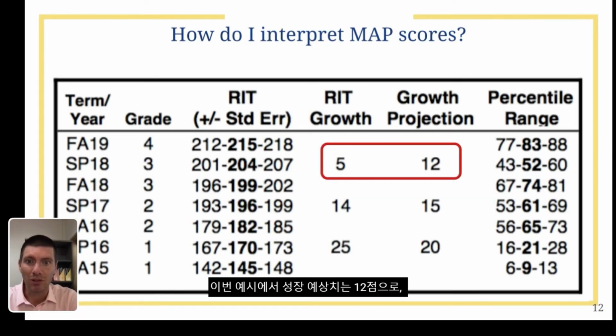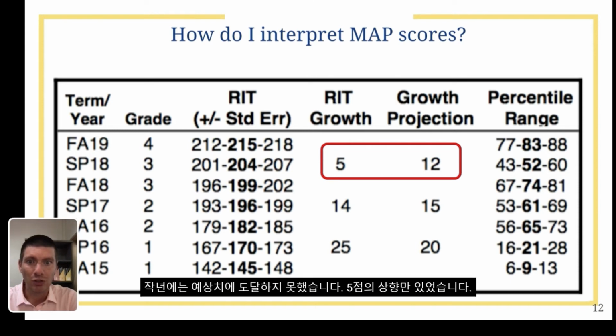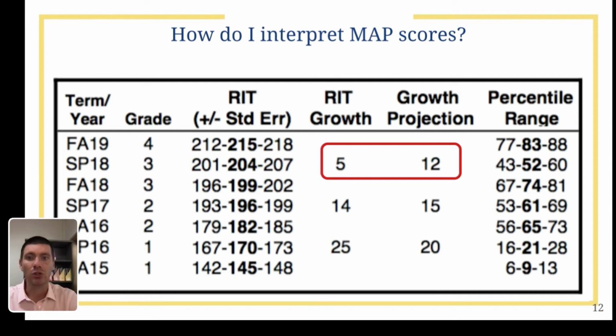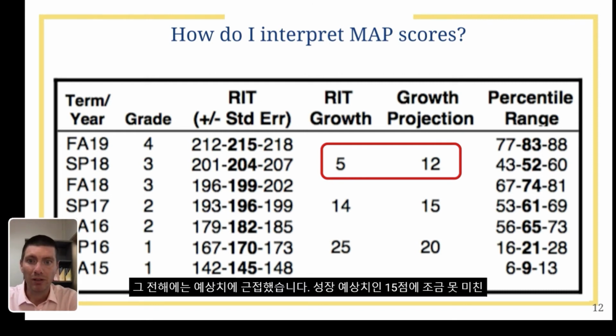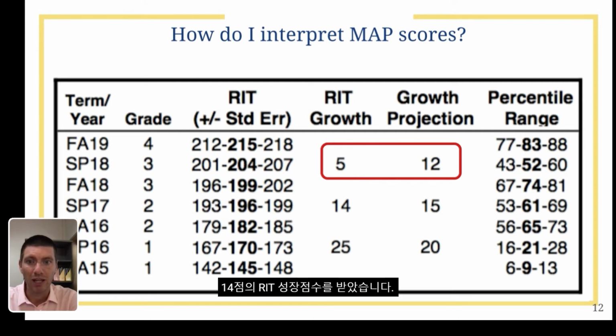In this example, the child's growth projection is 12 points, so she did not reach her growth goal last academic year. She only grew by 5. But the year before, she got very close, a growth projection of 15 points and a growth of 14 points. And the year before, she achieved her growth projection easily, a growth projection of 20 points and a growth of 25.